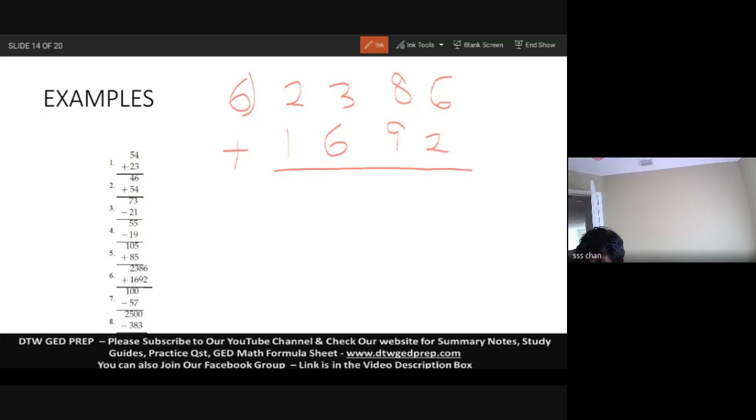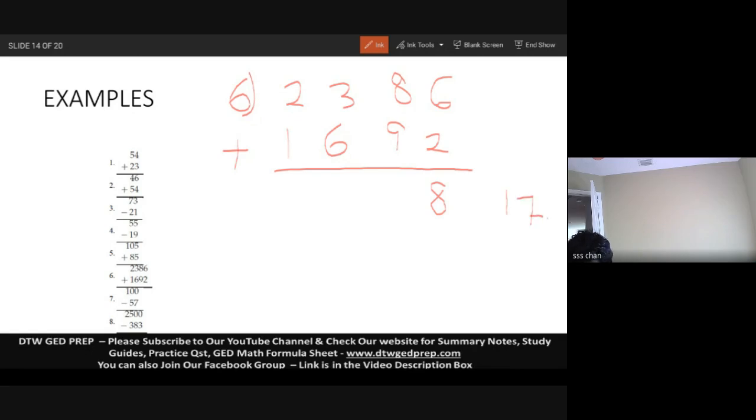So we want to add this together. Like we said, always start from the ones position. When we add 6 to 2, 6 plus 2 gives us 8. Then we go to the tens position and add 8 plus 9. 8 plus 9 gives us 17.